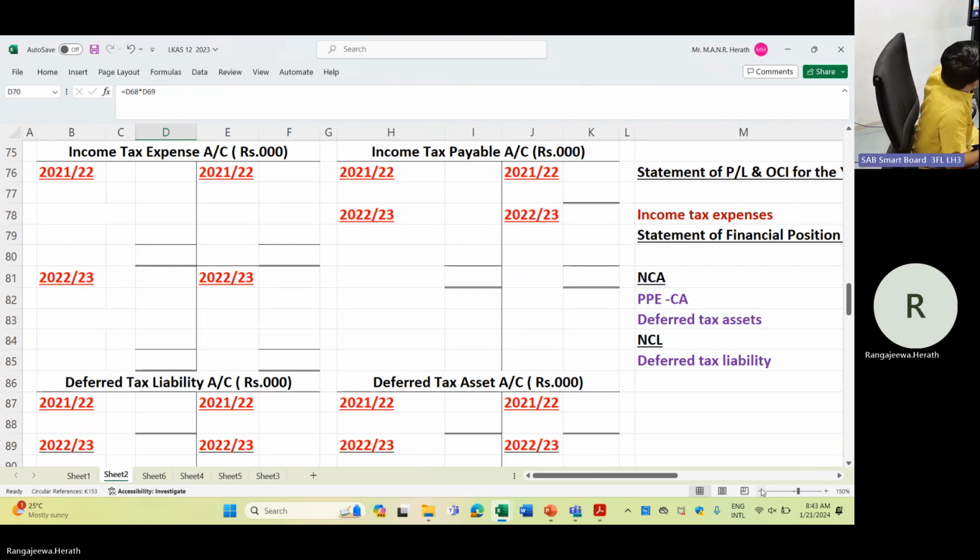Income tax expense, income tax payable for 21, 22. 2 years payable. Deferred tax liability, deferred tax asset. And have the T account.